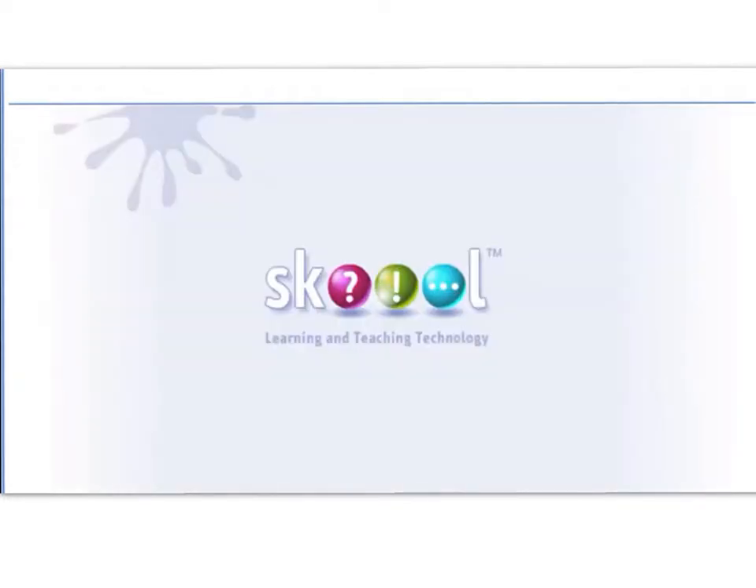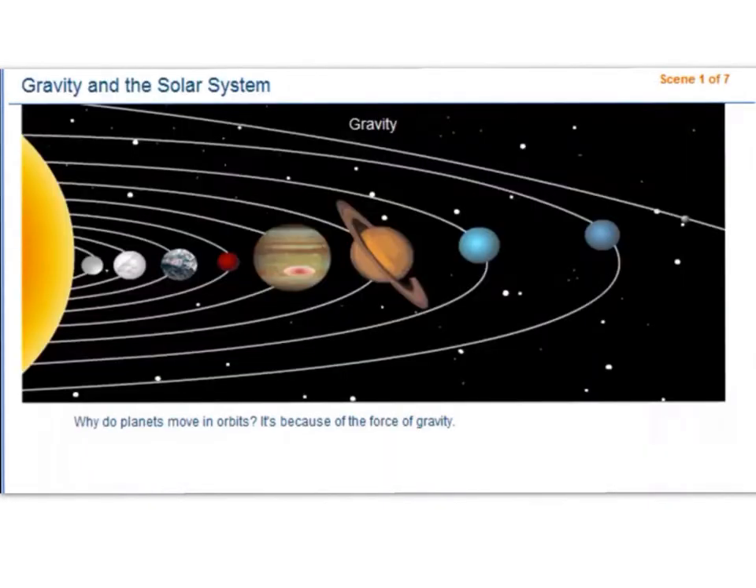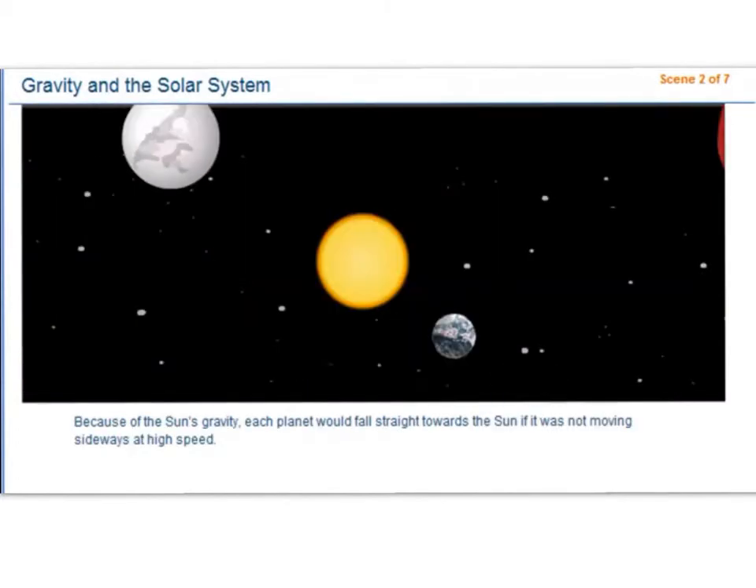So this next thing is going to be about orbiting again, but it's also going to be about gravity in our solar system. Why do planets move in orbits? It's because of the force of gravity. Because of the sun's gravity, each planet would fall straight towards the sun if it was not moving sideways at high speed.